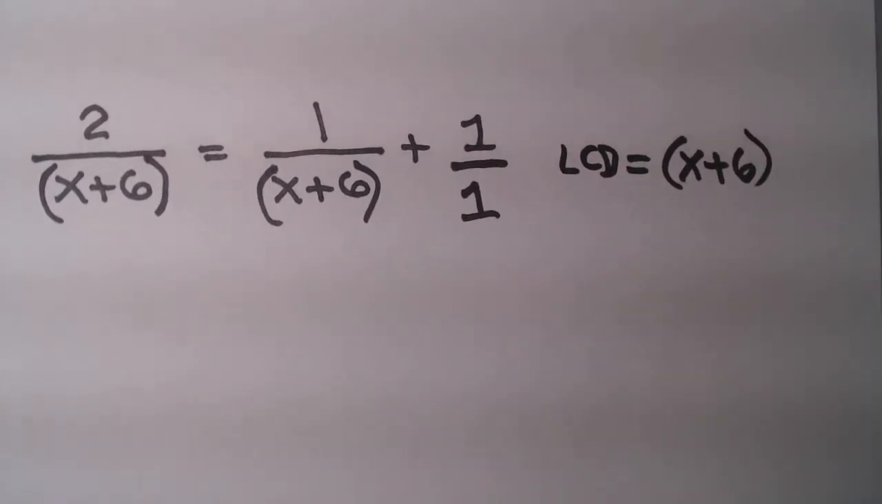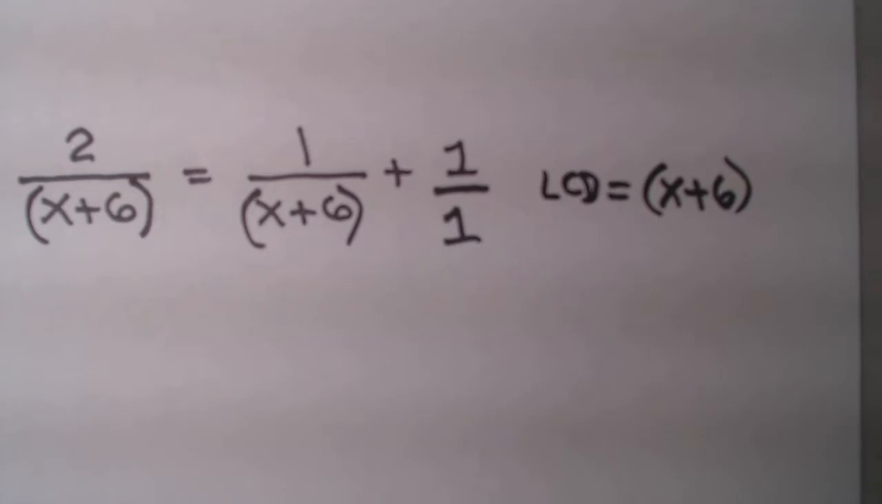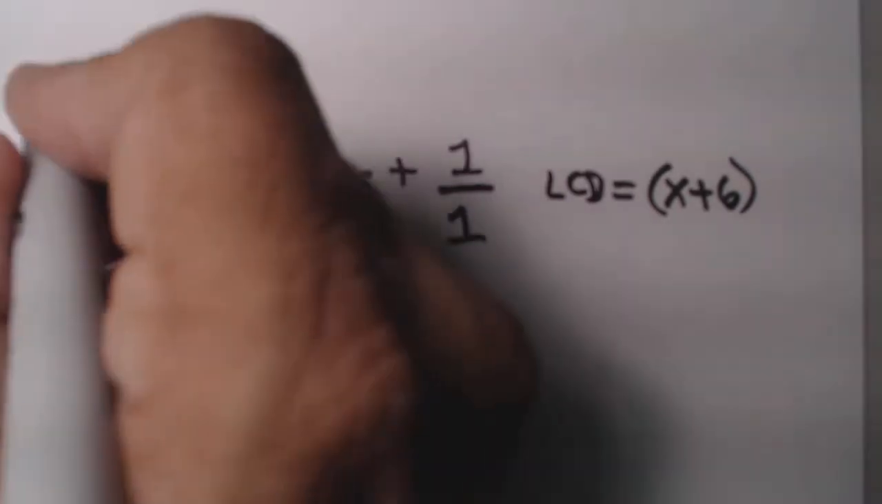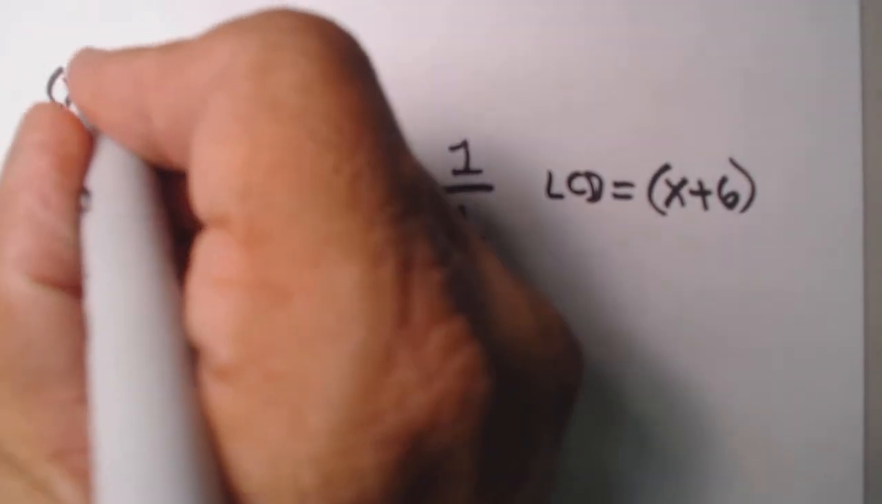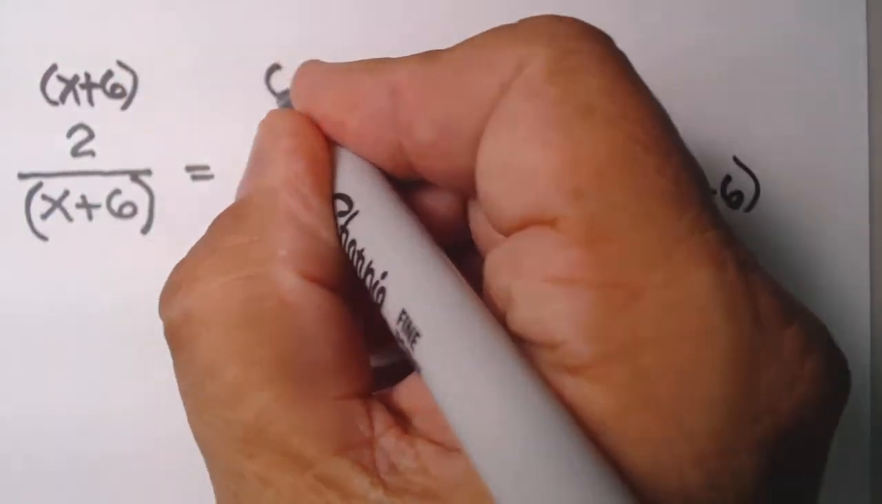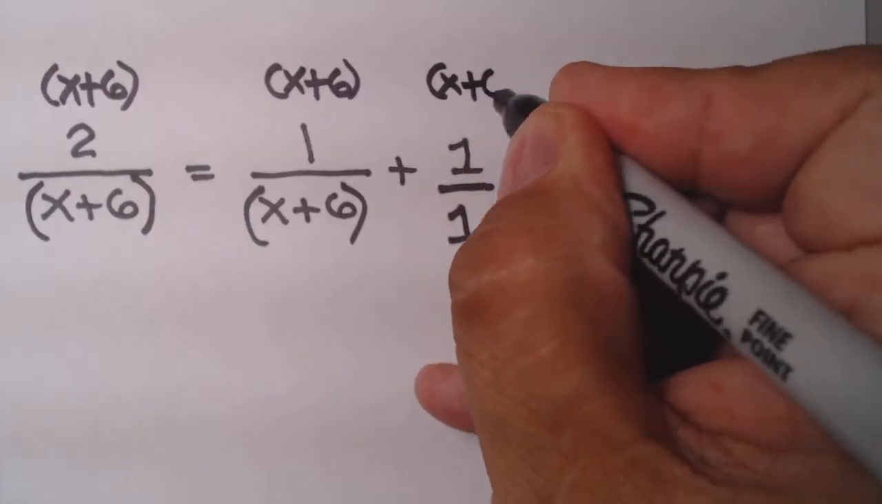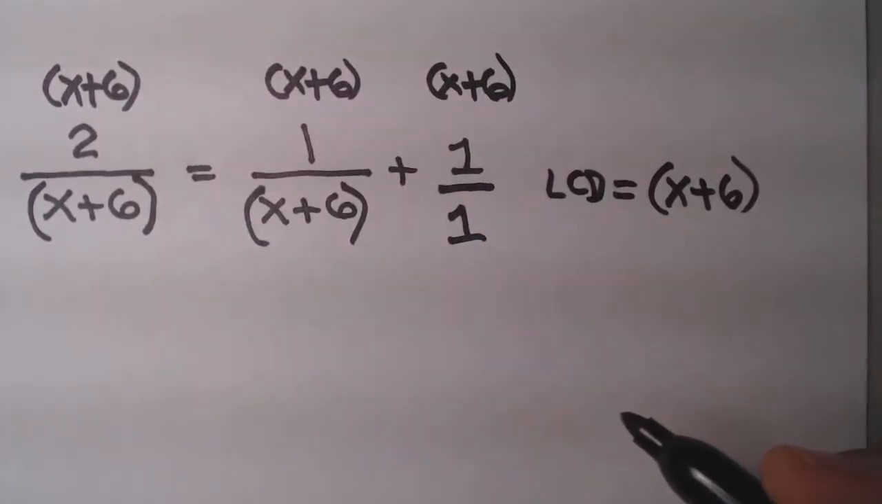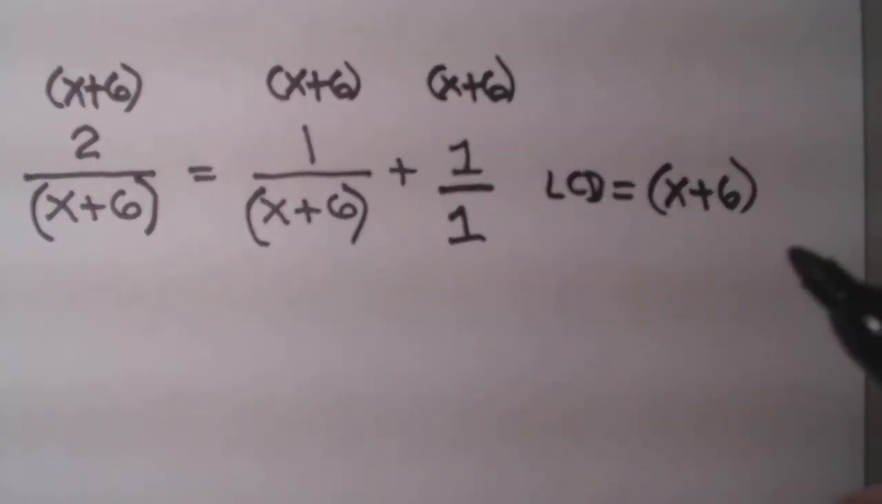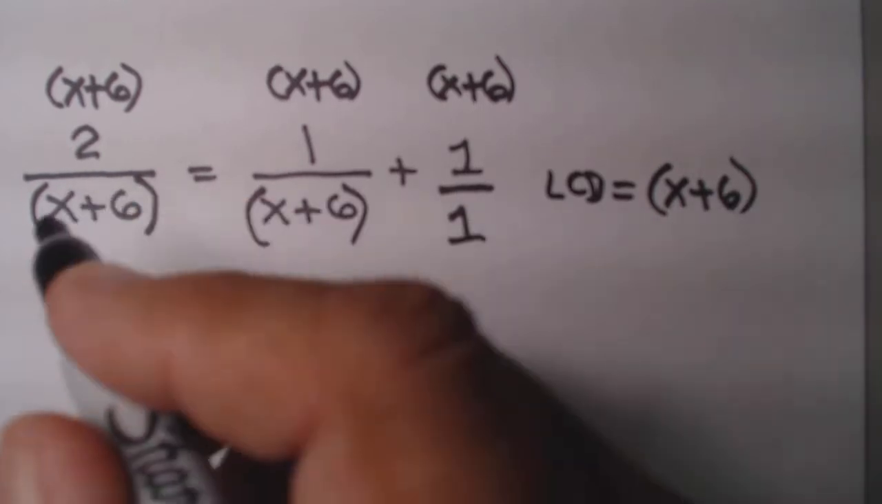So that means now what I'm going to do is multiply each and every term on both sides by x plus 6. Here we go. x plus 6 here, x plus 6 here, and x plus 6 here. Okay, well, let's go back now and cancel out the denominators.